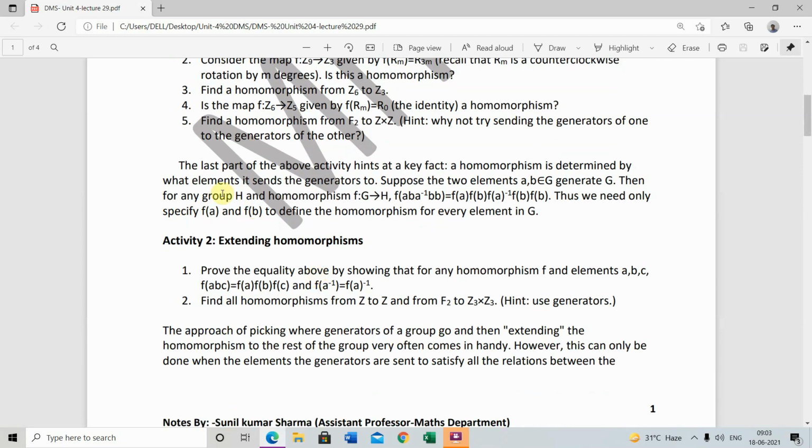The last part of the above activity hints at a key fact. A homomorphism is determined by what elements it sends the generators to. Suppose the two elements a, b belonging to G generate G. Then for any group H and homomorphism f from G to H, f(a b a inverse b b) equals f(a) f(b) f inverse(a) f(b) f(b). Thus, we need only specify f(a) and f(b) to define the homomorphism for every element in G.